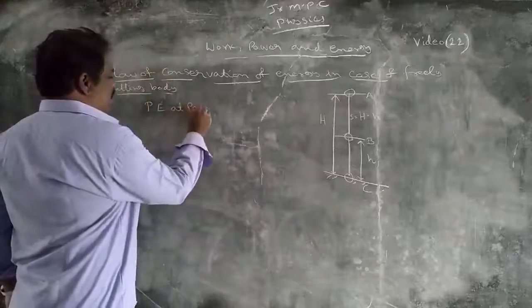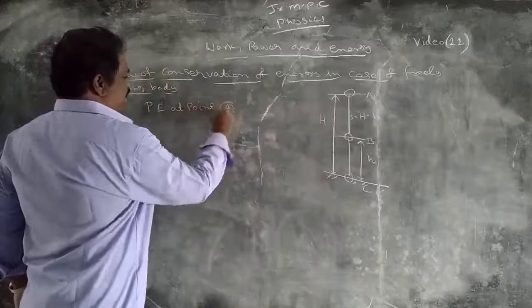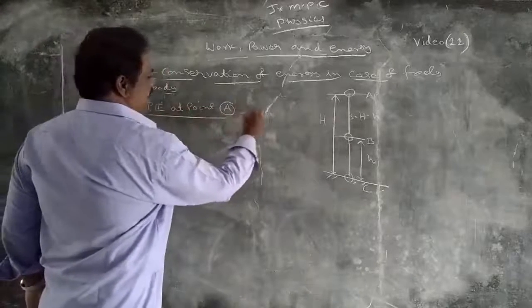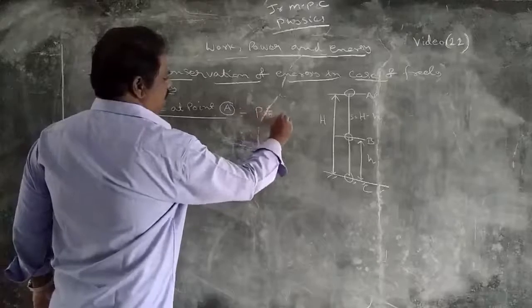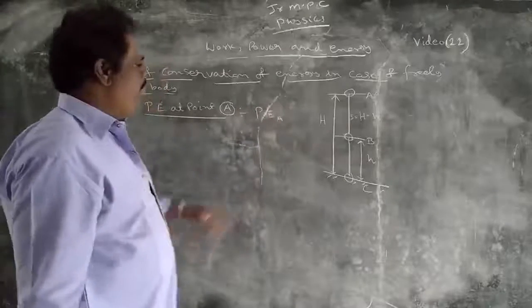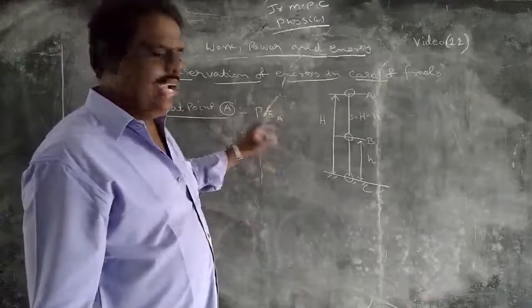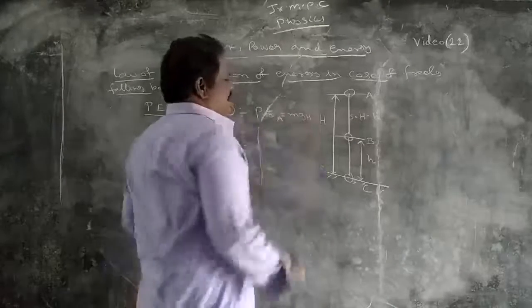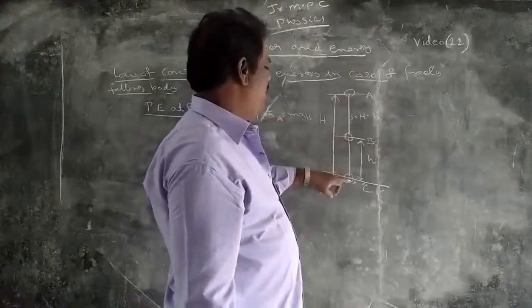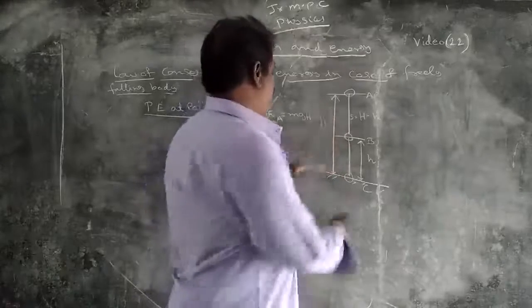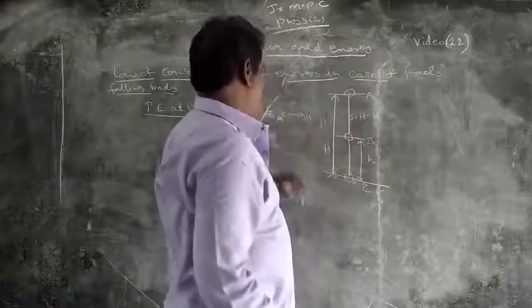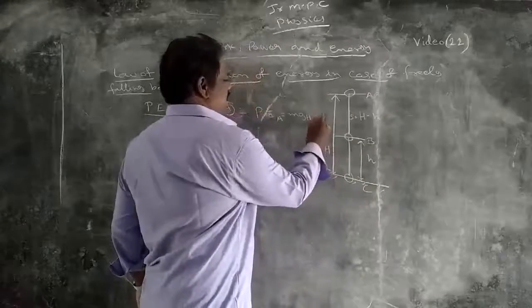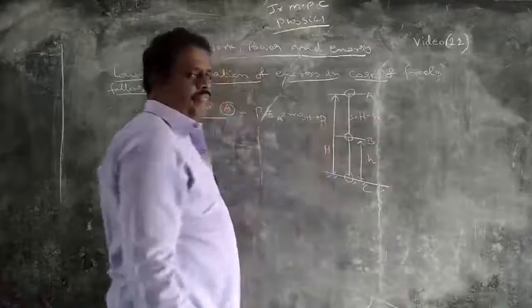At point A, this should be written as potential energy at A, P.E. at A. Potential energy formula mgh. From here to here, the total height will be equal to H, so mgH. This is equation 1.